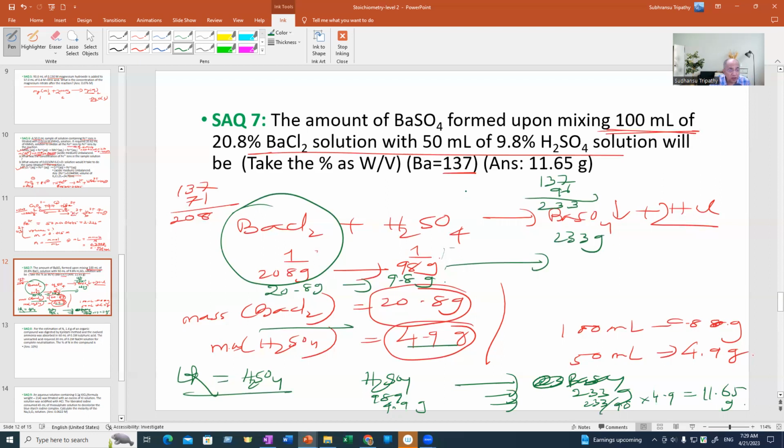11.65. If you had calculated with the 20.8 gram of barium chloride, you would have got a higher answer, because the 20.8 is not exhausted. You can find out how much barium chloride has been consumed; it will be much less than 20.8. We are not interested, because it's not asking to add up and find the concentration of the ion. Then you would have definitely found out how much barium chloride has been consumed, subtracted how much is left, and then added the common species.